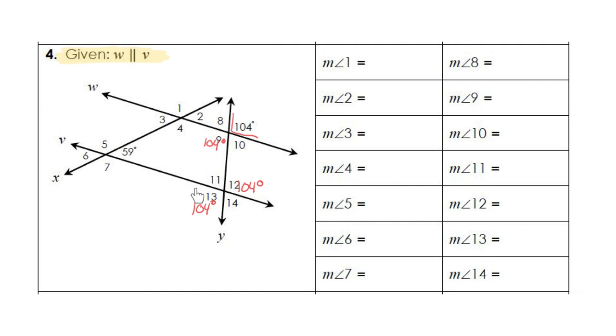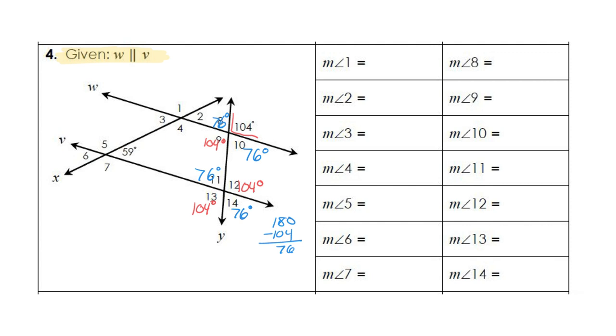Well, if we remember that the measurement of a straight line is 180 degrees, in order to figure out these measurements, I just take 180 degrees, or 180 minus 104 to find out that angle measurement. So I get 76 degrees. So 14 is 76 degrees, 11 is 76 degrees, 11 and 10 are alternate interior angles, 76 degrees, they are congruent, and 8 would be 76 degrees.